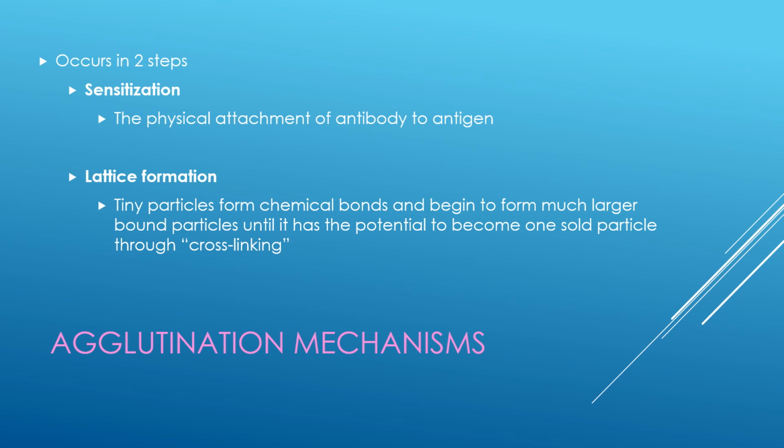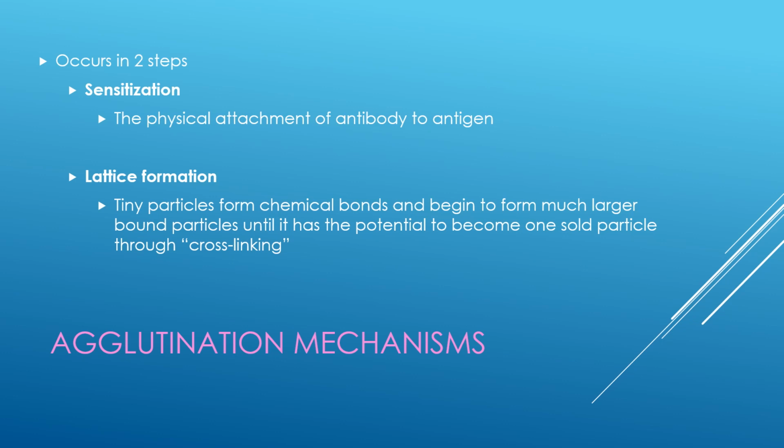Agglutination happens in two steps. The first step is called sensitization, and the second step is called lattice formation. In the first step, we have an antibody that physically binds to a cell or particulate, thus sensitizing it. It's the physical attachment of antigen and antibody.